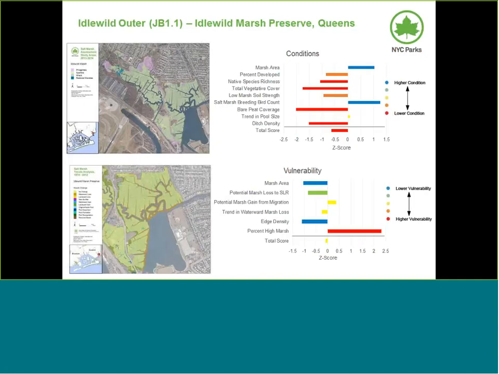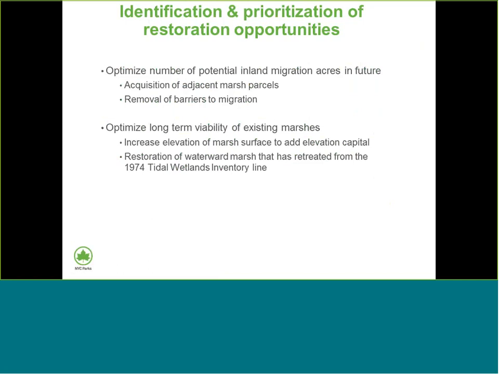Looking at a site in Queens, which is very close to JFK Airport, you can see it has a low condition score, and it, again, has very low condition scores across the board for its metrics. And then the vulnerability is closer to 0 at the average, which is driven by a mix of both high and low vulnerability scores across each metric.